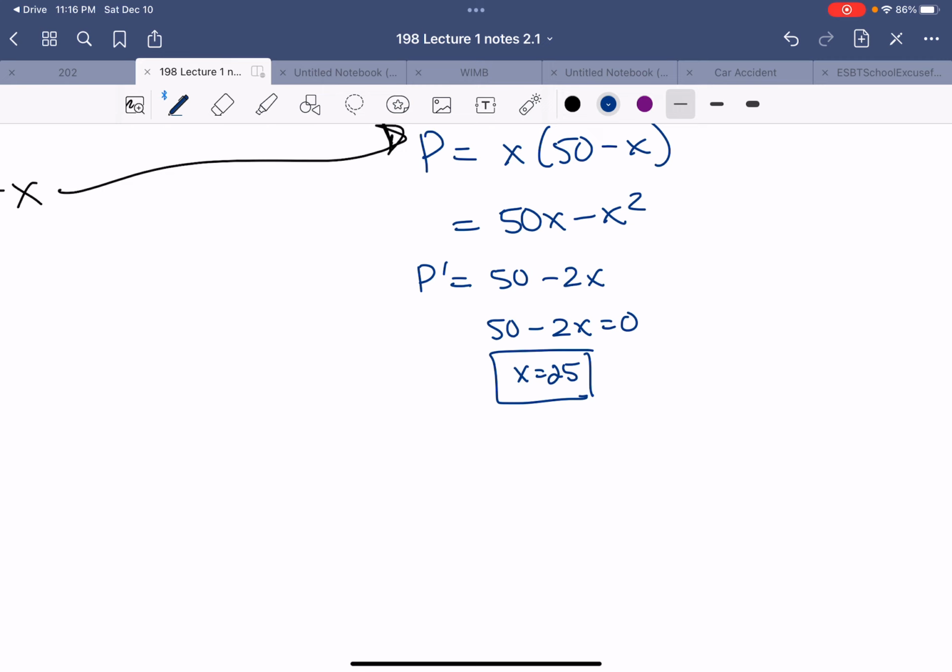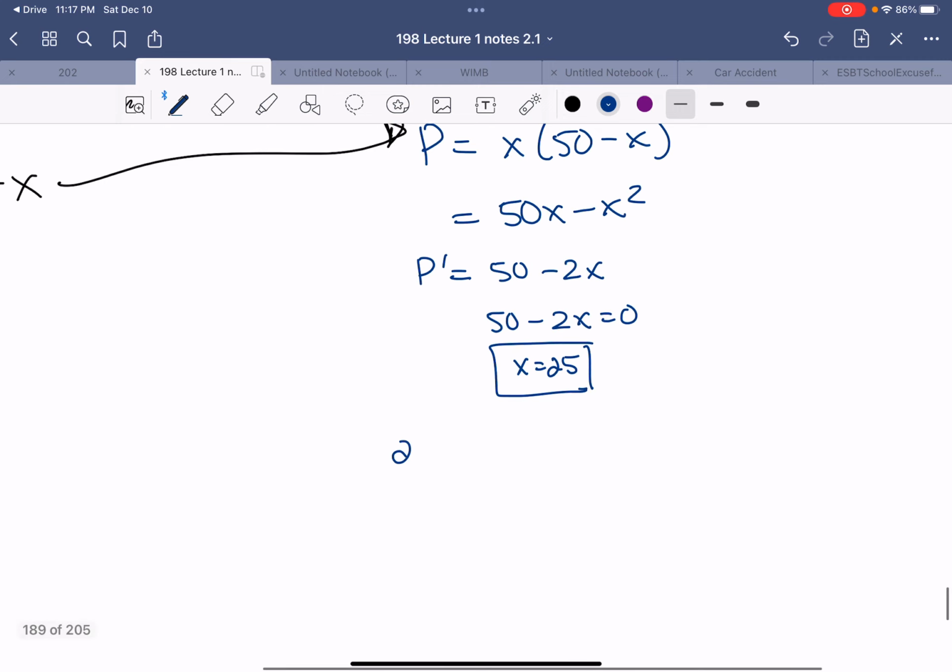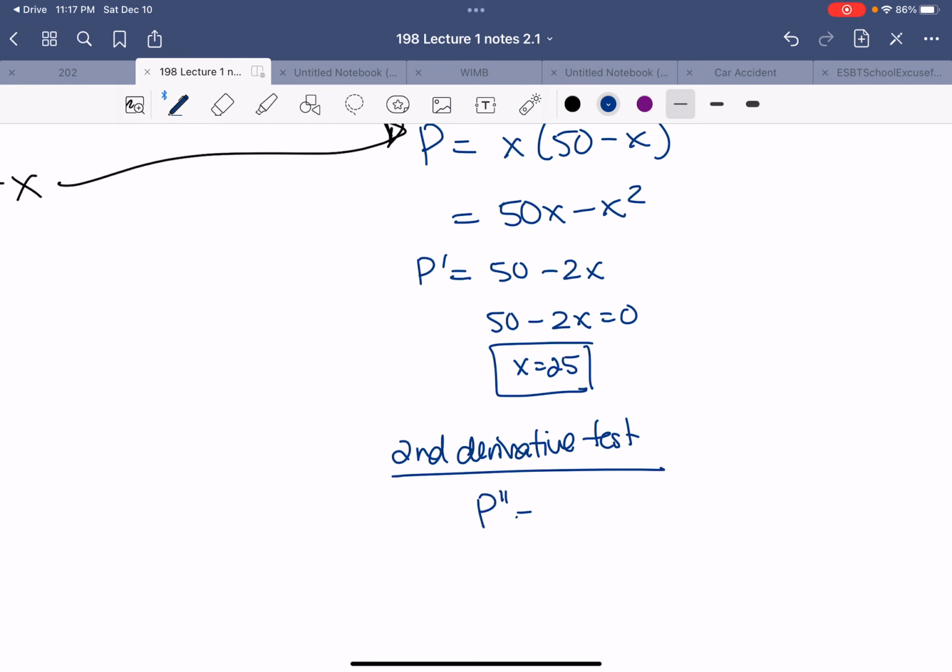Now I want to make sure that this is in fact a max. So let's use the second derivative test. And in that case, the second derivative is -2, and that's always negative. So it's concave down, and there's my local max.